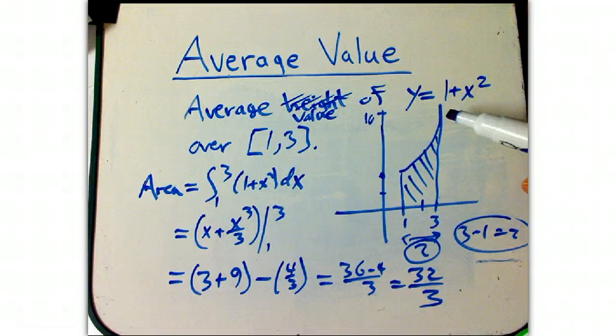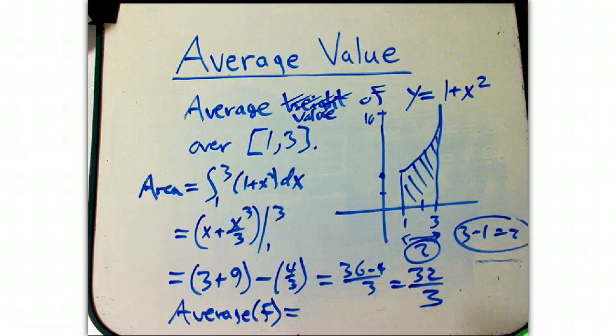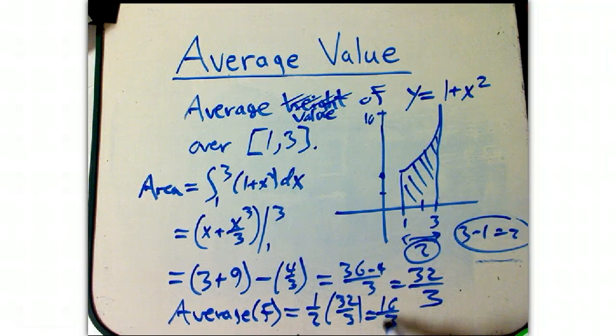To get the average value, you just divide by the width. Average is just the area divided by the width. And so the average value of f on this interval is just going to be 1/2 of 32 over 3, 16/3.